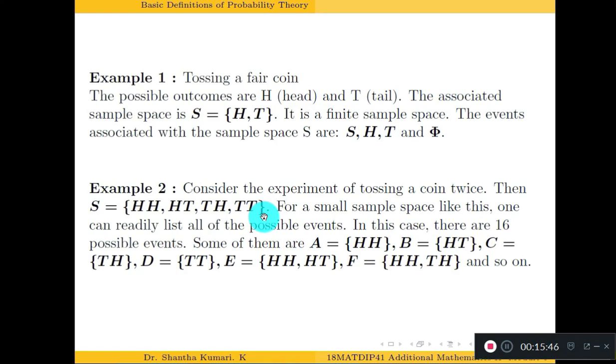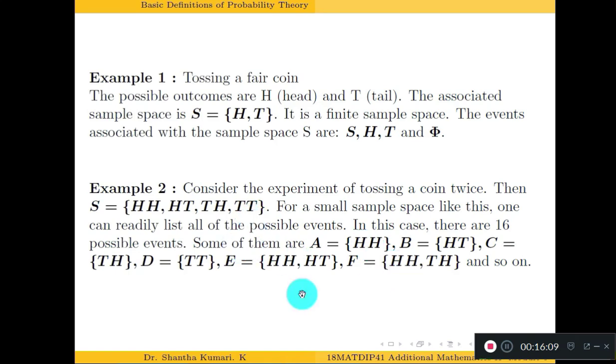Out of them, out of 16, only 14 are proper subsets. The remaining 2 are the null set and the sure event, S. Anyway, actually phi is considered as a proper subset of every set. So out of 16, 15 are proper subsets. Only S is the full set.